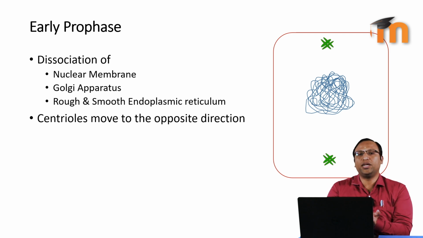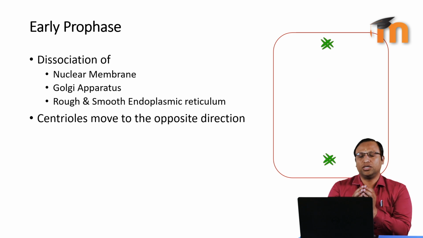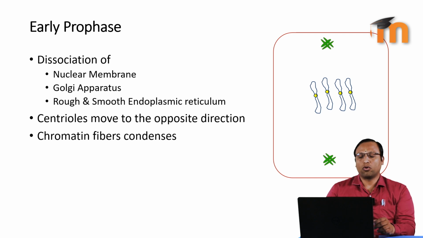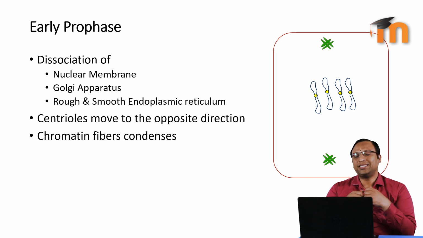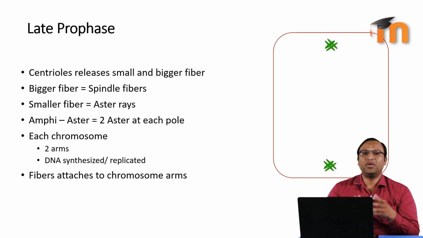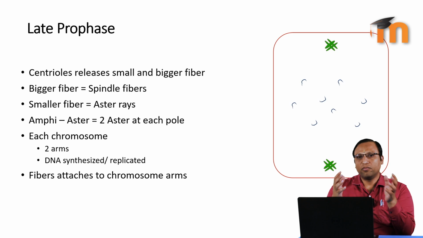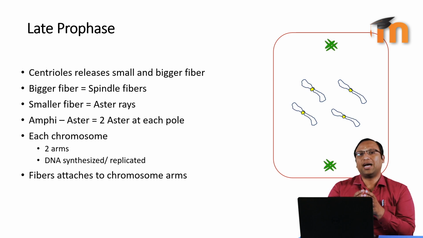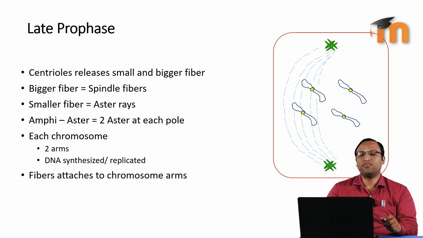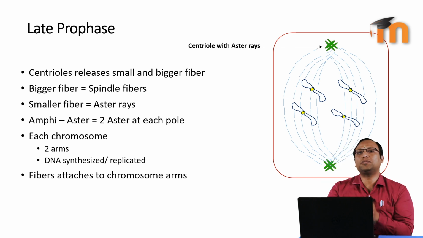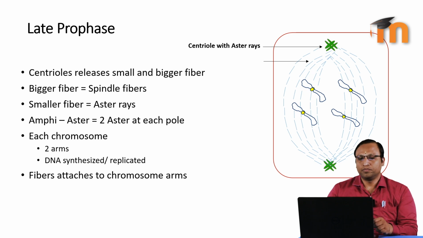Once the nuclear membrane is completely dissociated, the chromatin fibers which are present here undergo the condensation process, due to which they become chromosomes. Now, in the second phase of prophase, that is late prophase, the centrioles release smaller and bigger fibers. The bigger fibers are called spindle fibers, and the smaller fibers are called aster rays. Since two asters are present on each pole, this process is called amphiastral.